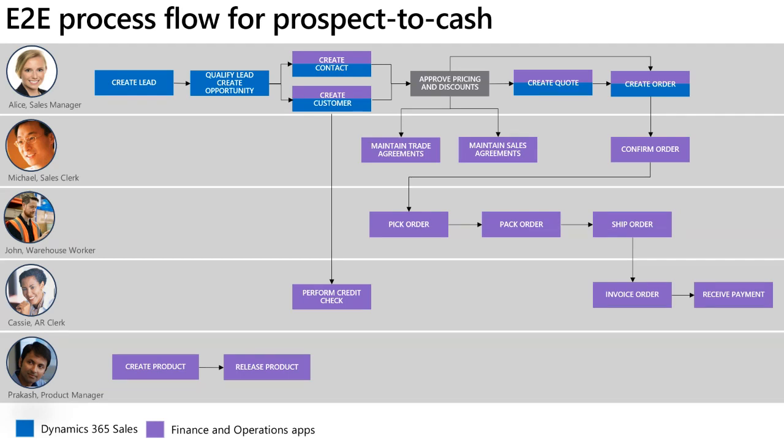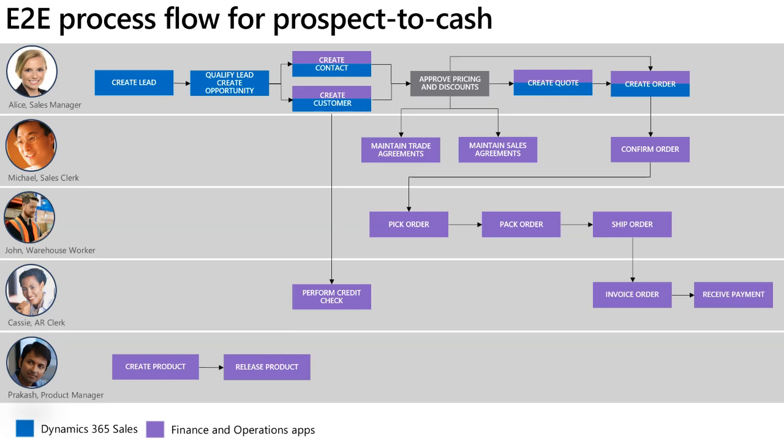As we move through the order process, we have order confirmation, picking, packing, shipping, and invoicing of those orders, all performed in finance and operations. We maintain the state of the order between the applications, and then when the order is paid for and we receipt those payments, that's performed in finance and operations. However, that is not a process that's connected to sales.